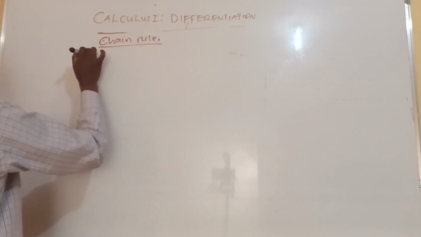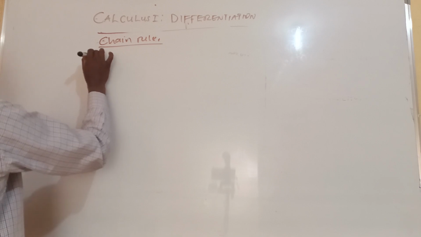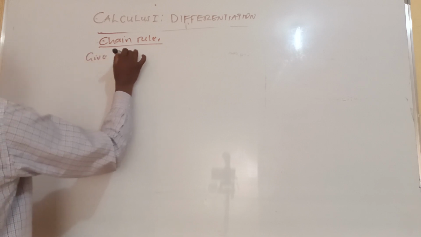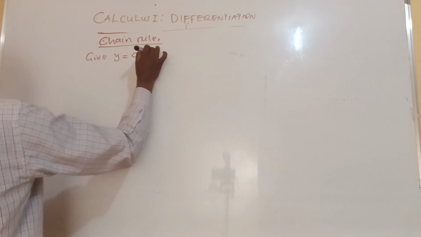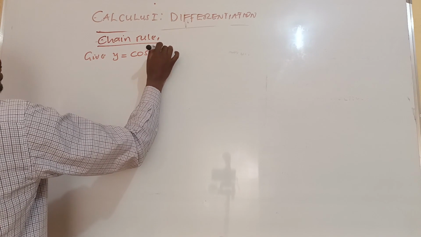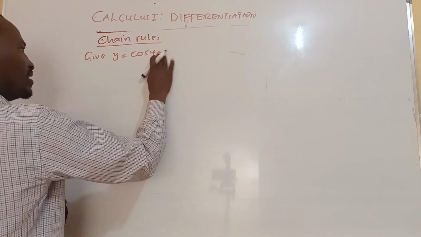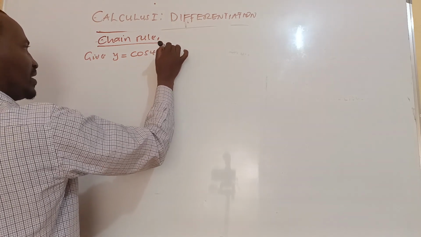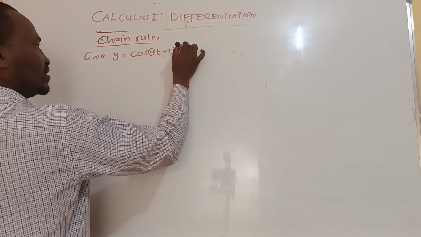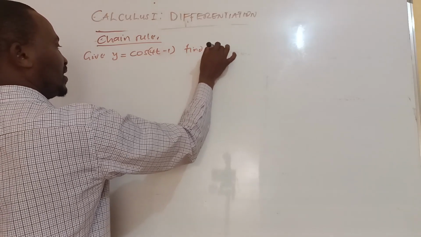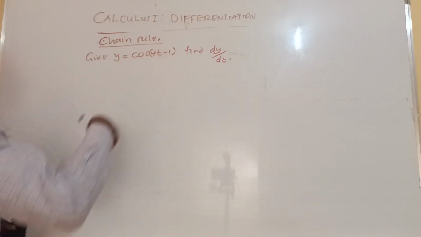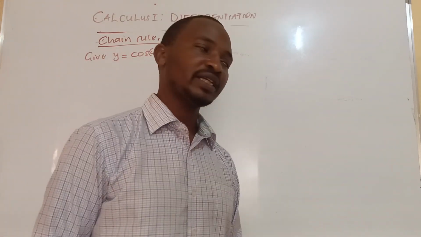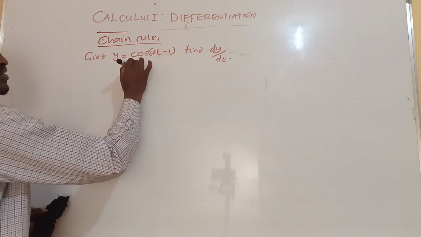What about given y is equal to cosine of 4t minus 1? Find dy dt. In this case, y is our dependent variable, t, probably time, is our independent variable. Let's get a solution.